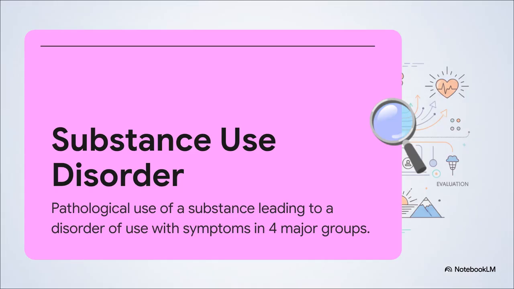You know, the official term you'll see in the DSM-5, which is kind of the Bible for diagnosing mental health disorders, is substance use disorder. And that term is really important because it gets away from older, stigmatizing language. Instead, it focuses on a specific cluster of symptoms across four main areas: impaired control, social problems, risky use, and the physical effects on the body.